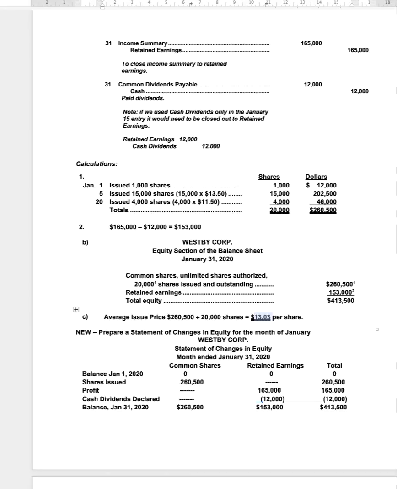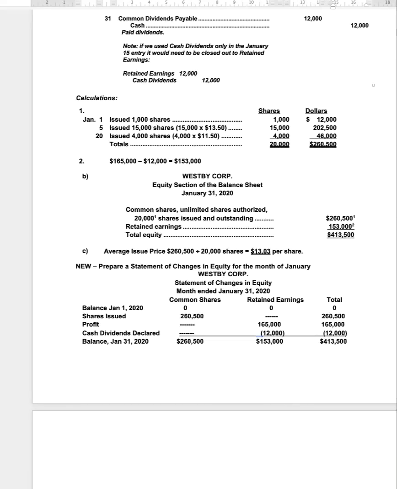Now, the new part, what if I said to you, do a statement of changes in equity? Well, what you'd have to do here now is, and again, don't forget, a statement of changes in equity is done for a period. In this case, it's only the month of January. So we're going to look at all of our equity accounts. We only have common shares, retained earnings, and then we're going to total. So at the beginning of January, we had nothing because it's the first month of business. What changed equity? 3 things. The total dollar value of shares you issued, profit you earned, and dividends you declared.